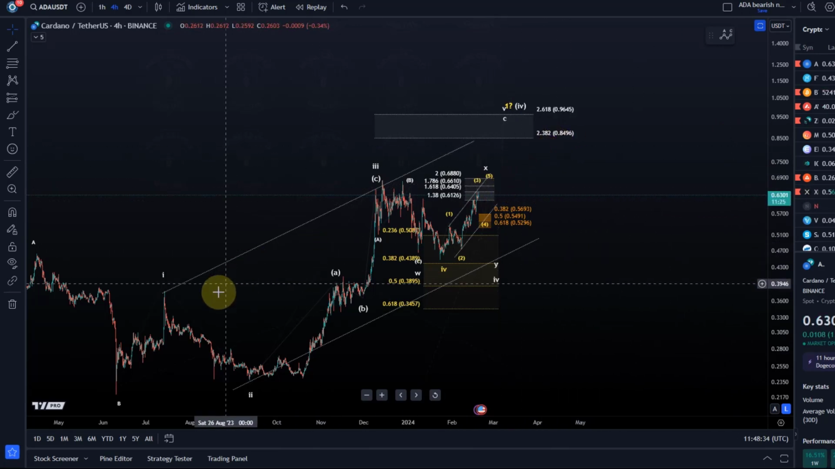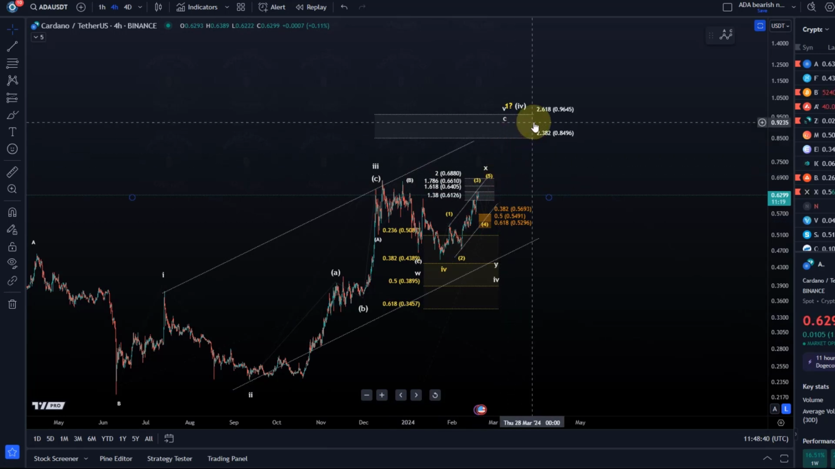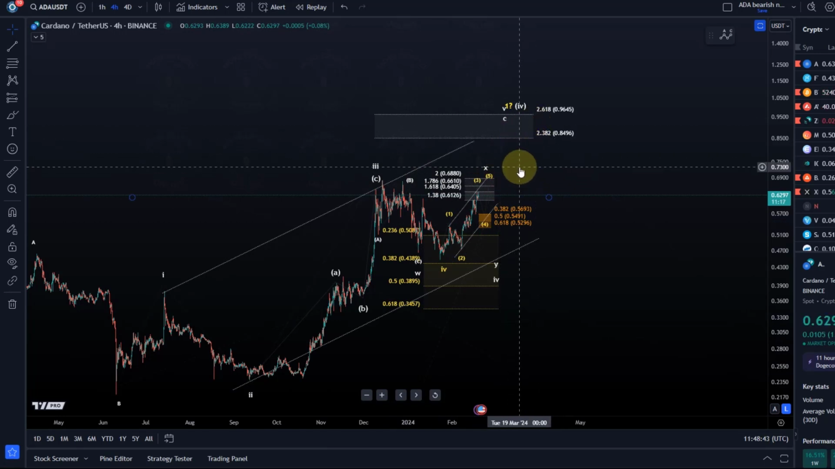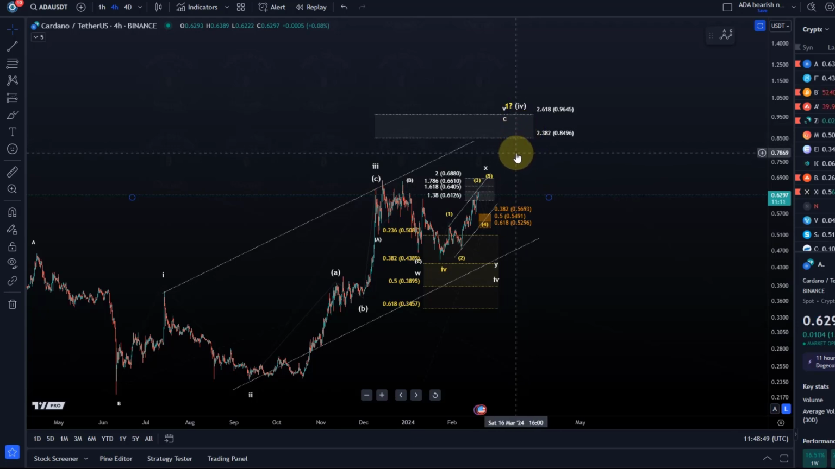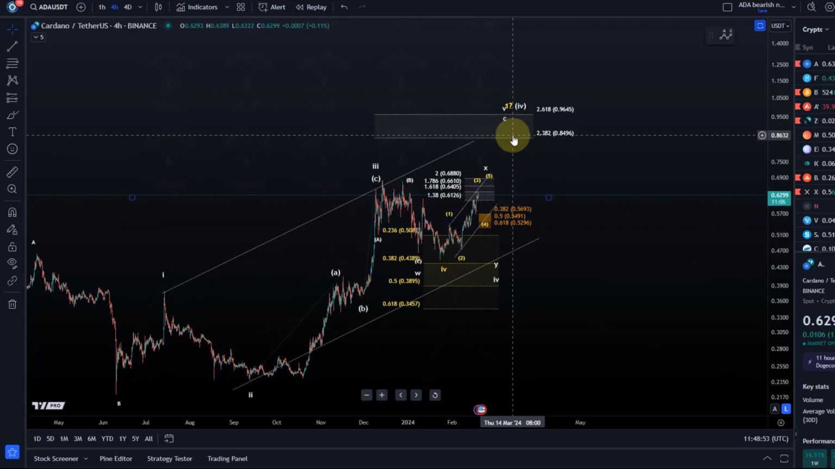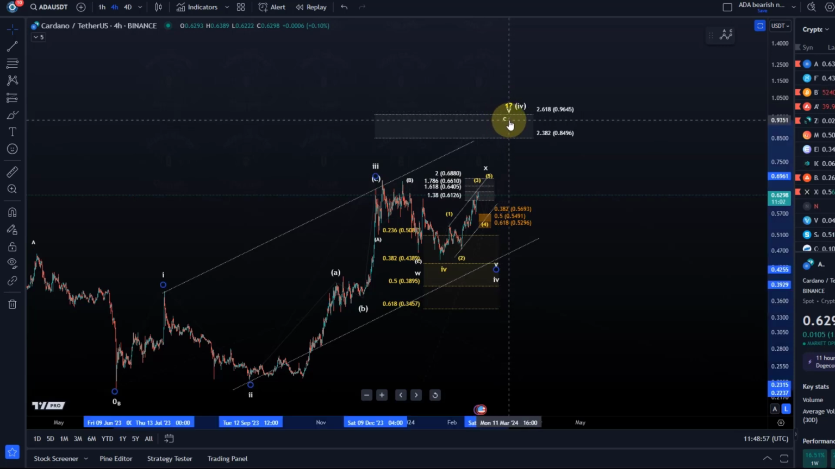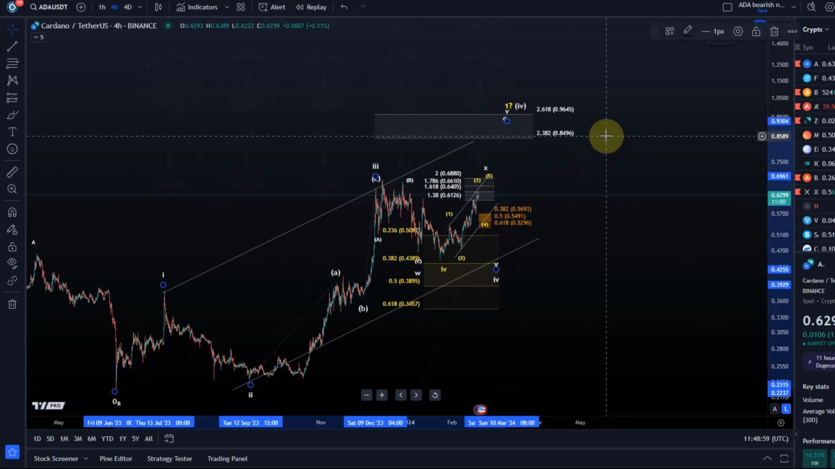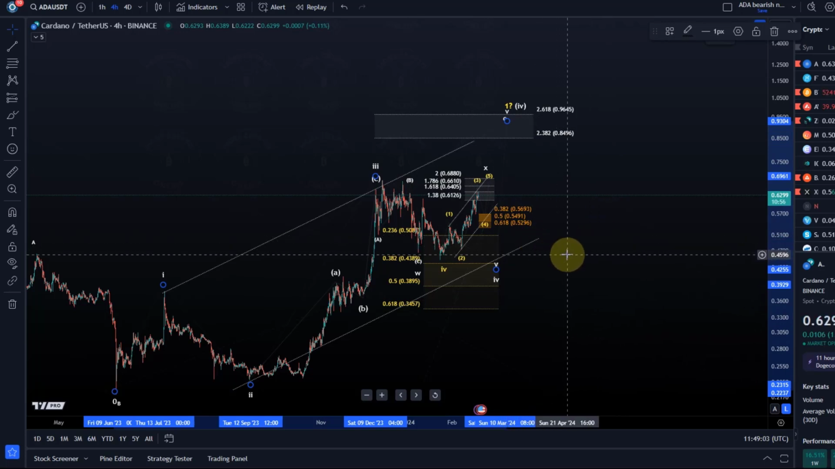Now, looking at the structure, we are dealing here with a pattern that we call a leading diagonal, or it could also be an ending diagonal. We don't really know that yet, but it's a diagonal pattern, which regardless of the larger time frame or the context, should ideally form one more high. And again, that one more high would be a fifth wave, and it should get into this target region. So that's what we've been watching for in the last few weeks and actually months.